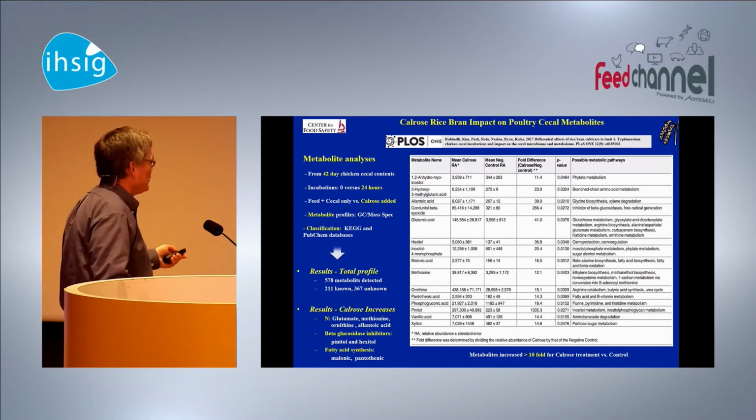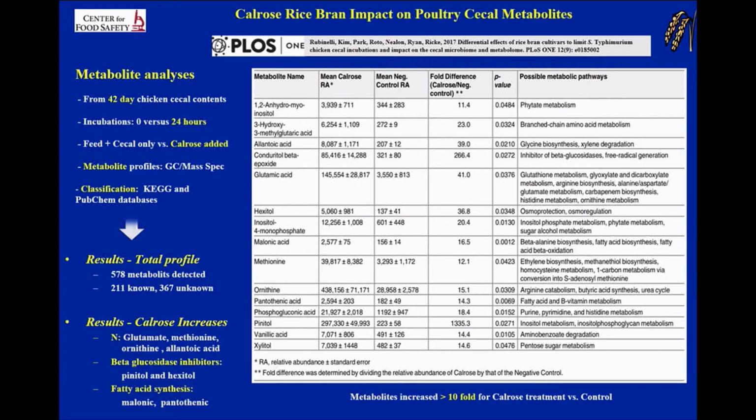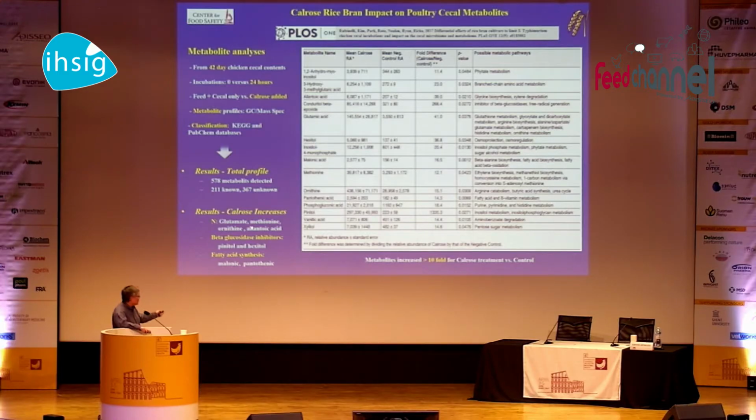Some take-homes here: nitrogen metabolism was interesting. We saw a pretty good spike in glutamate. Glutamate's an amino acid you typically find in pretty high concentrations in the ceca anyway, so that wasn't a huge surprise. Methionine, I don't really have an explanation of why we saw increases in methionine, but it was interesting that Calrose seemed to support that. Ornithine and allantoic acid are both a reflection of uric acid degradation. So apparently something's going on in here where we're in some way affecting uric acid degradation cycles that are going on in the ceca, and therefore affecting nitrogen metabolism.